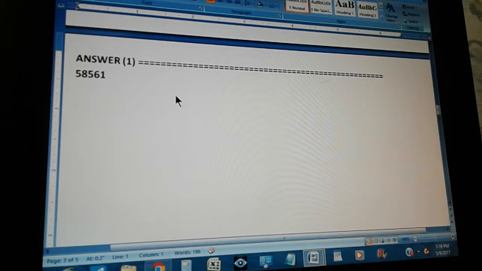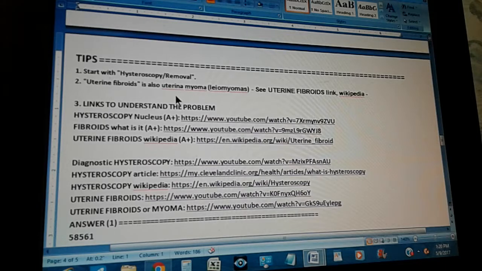If you didn't get it, let's give you some tips. Tip number 1. Start with hysteroscopy removal. Go to the H for hysteroscopy in the index, and then the subdivision removal, because you're going to remove the fibroids. And the second tip. Uterine fibroids is also uterine myoma. Myoma is also known as leiomyoma, so leiomyomata.